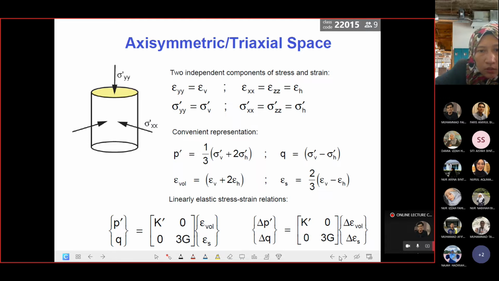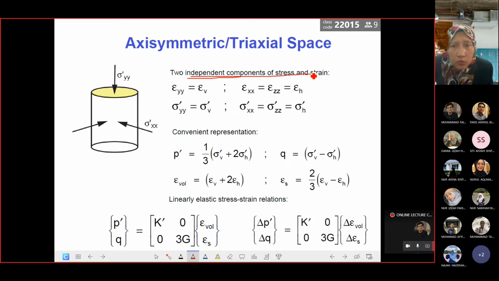Okay, try axial space. Ini yang kita relate dalam 3 dimensions lah. You can see that stress in YY is equal to vertical strain. Kalau you ada strain in XX is equal to strain in horizontal. So this represents the two independent components of stress and strain. So somehow stress tu they can be represented in the components in X dan juga components in Y.